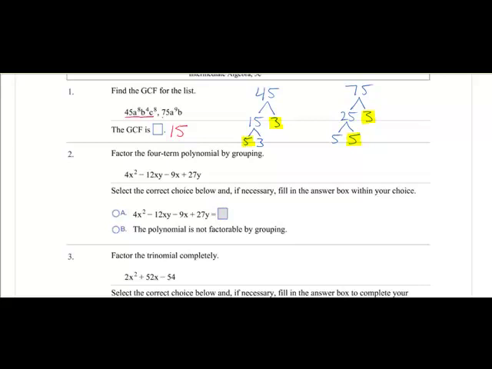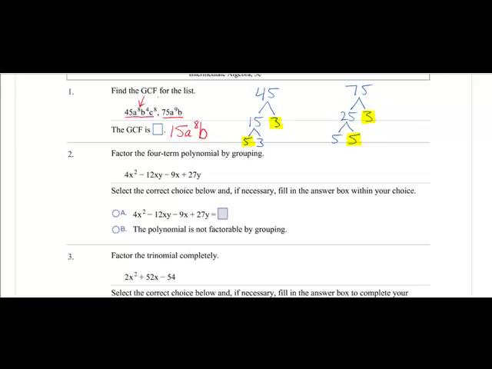And then I have 75, a to the 9th, b. Okay, well, I can't have more than 8 a's because there's only 8 a's right here in this first term. So a to the 8th is the most I can have. And then b's, well, I have 4 b's in the first term, but I've only got a single b in the second term, so I can only have a single b in my answer. And I cannot have any C's.